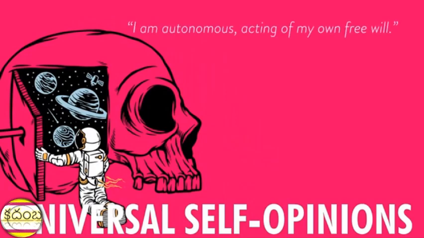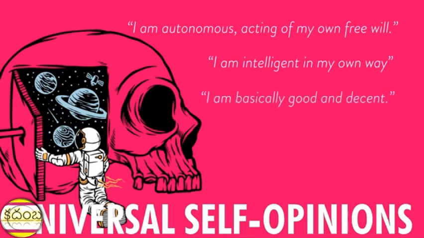1. I am autonomous, acting of my own free will. Even if we have been manipulated or succumbed to peer pressure, we don't want to tell ourselves that outside influences guided our decision-making. If we feel like we are being coerced, we tend to rebel. 2. I am intelligent in my own way. No one feels comfortable with the idea that they may be gullible or have subpar intelligence. 3. I am basically good and decent. We all have the tendency to believe we are good people supporting the right causes.